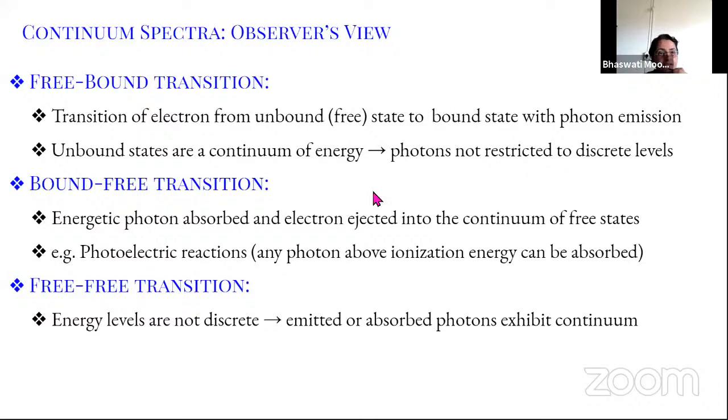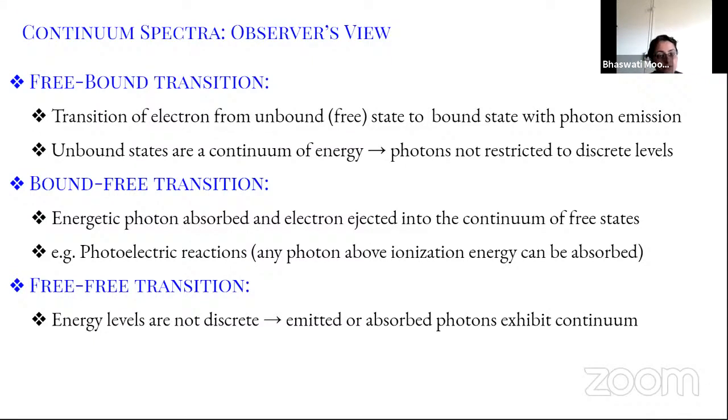And now why is this a continuum? Because the initial electron could have any energy. The energy of the electrons is not restricted, so there is a continuum of energy.